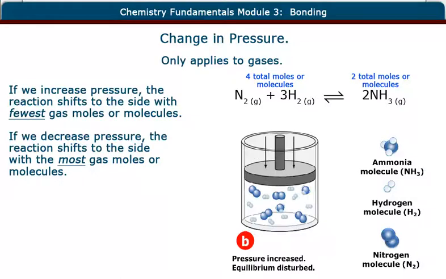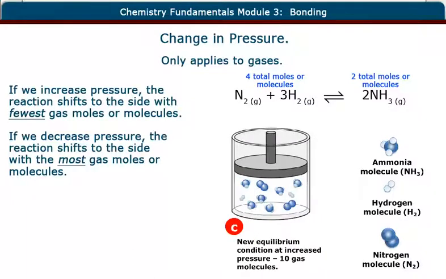When we increase the pressure by pushing down on the piston, the system comes under stress. The molecules speed up, there is less volume for them to move around, so there are more collisions and more nitrogen molecules are allowed to combine with the hydrogen molecules. The molecules combine with one another to relieve the stress.